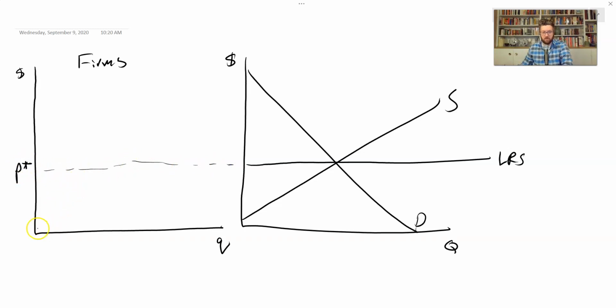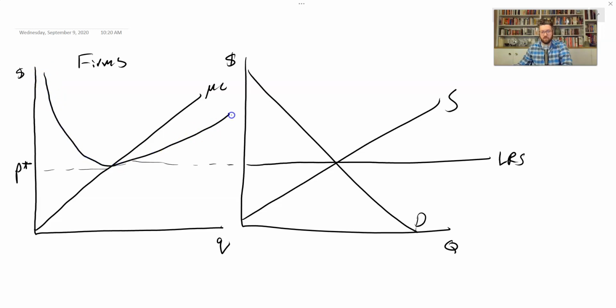We need to draw a marginal cost that has the same shape as the supply curve, and then we need to draw average cost cutting right through marginal cost at that point. Okay? So here's where we are. All right, we're in our long run equilibrium.